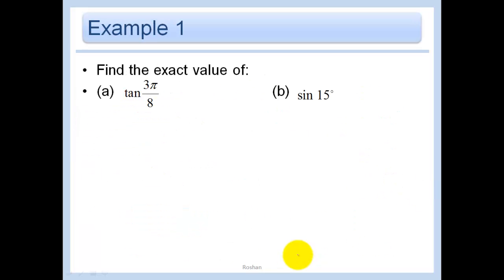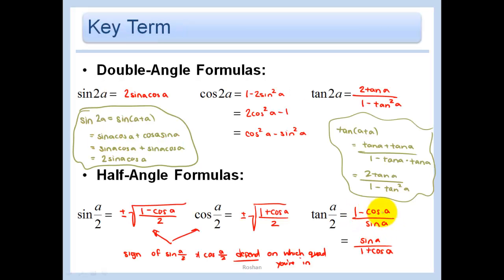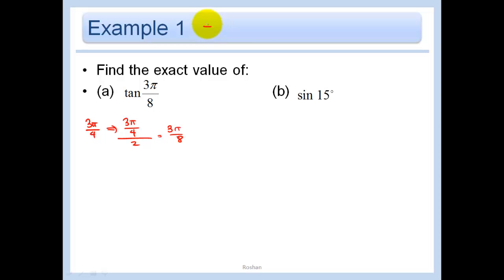So let's go ahead and find the exact value of tangent of 3 pi over 8. In this problem we immediately know that we want to do a half angle thing because we know 3 pi over 4, right? We know something about the 3 pi over 4, and so 3 pi over 4 divided by 2 is simply 3 pi over 8. So we know we're going to be using one of those half angle formulas here. So why don't we choose this first one, 1 minus cosine a over sine a. Let me just write that. The tan of a over 2 is 1 minus cosine a over sine a.